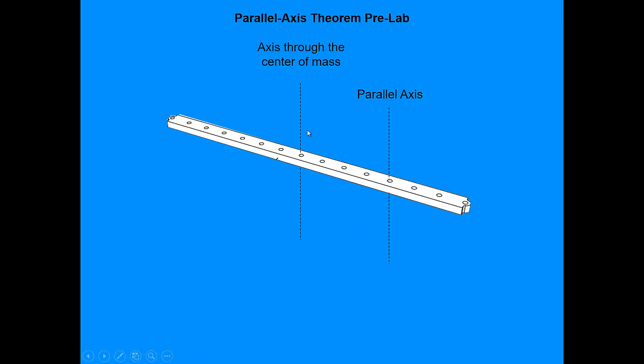We denote where that axis is by using a quantity h, which is the distance from the axis of rotation, from the center of mass to the parallel axis. H is the distance from the center of mass to the parallel axis, which you, of course, can measure with a ruler, right? Especially if you go from hole to hole.